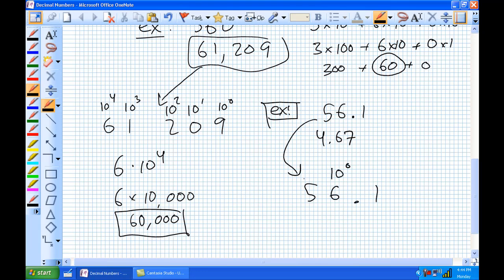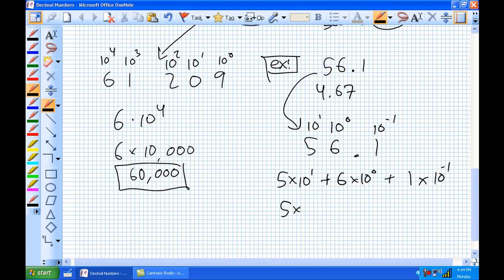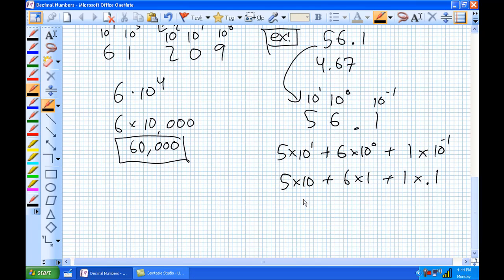56.1. That's 10 to the 0. That's 10 to the 1. It's 10 to the negative 1. 5 times 10 to the 1 plus 6 times 10 to the 0 plus, what is it, 1 times 10 to the negative 1. 5 times 10 plus 6 times 1 plus 1 times 0.1. 50 plus 6 plus 0.1. 56.1. Okay?